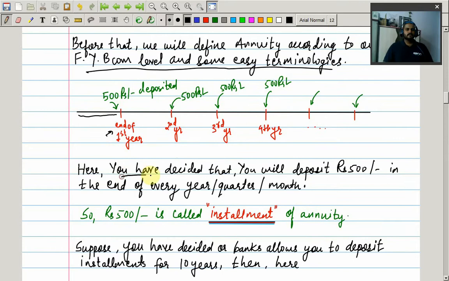Here you have decided that you will deposit rupees 5,000 at the end of every year, or you can decide to deposit money at the end of every quarter or month. It's up to you. In this example, it's at the end of every year. So rupees 5,000, which is deposited by you, is called the installment of an annuity.